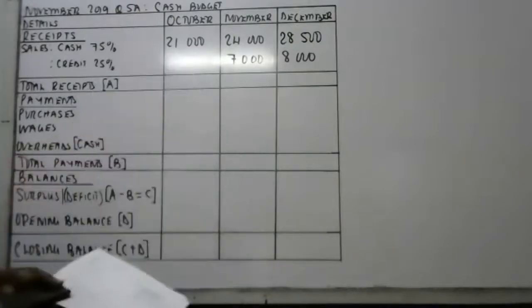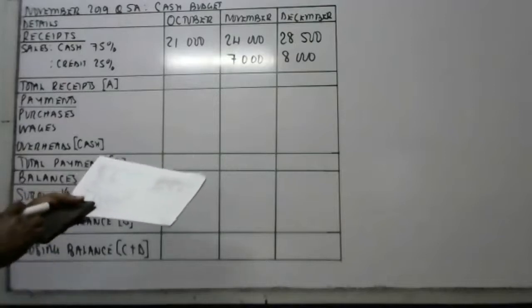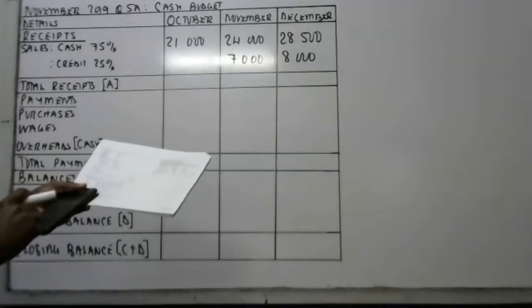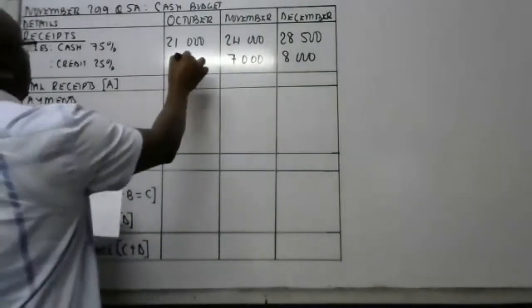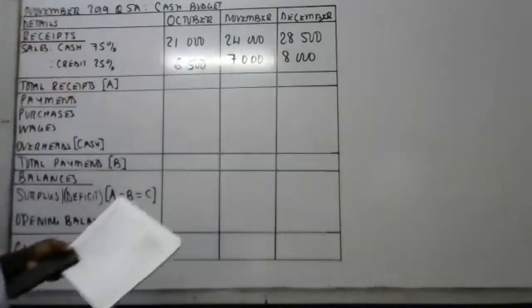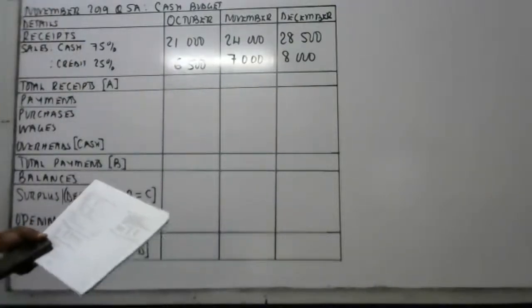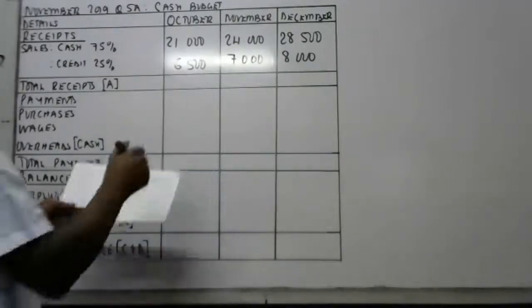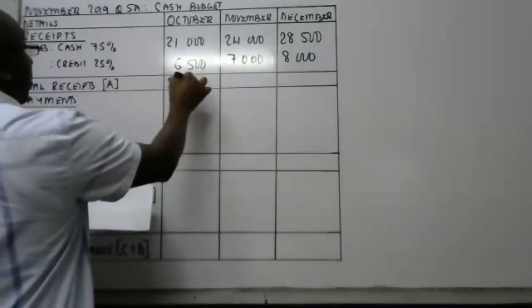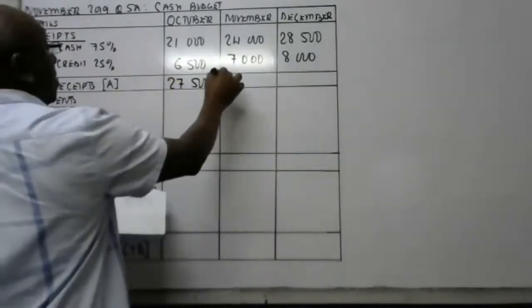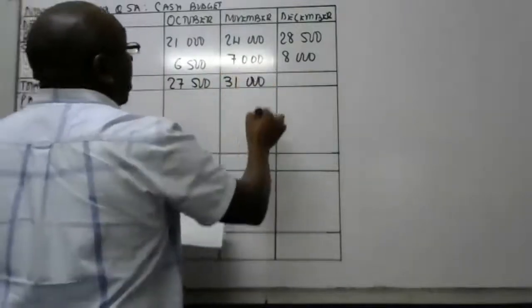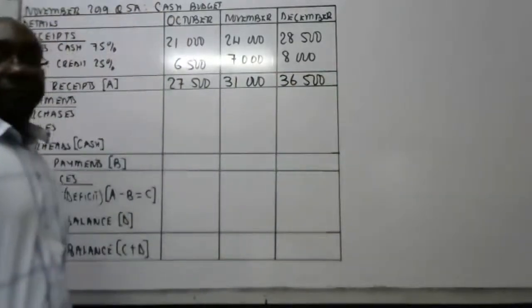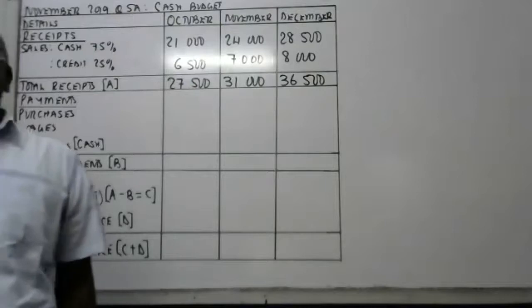Then here in October, we are receiving 25% of the sales of September. So 25% of 26,000 is 6,500. So when we add to 21,000, I have 27,500. I have that 1,000. I have that 6,500.